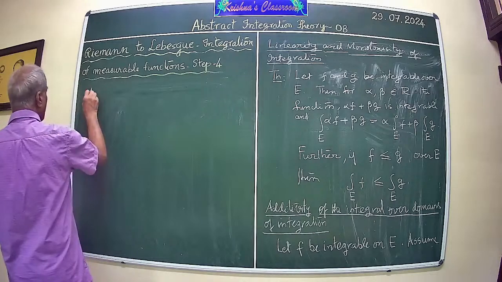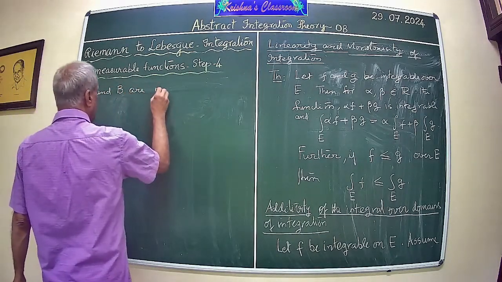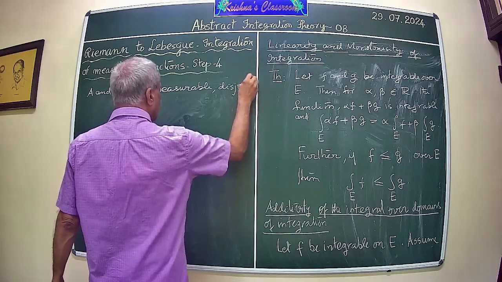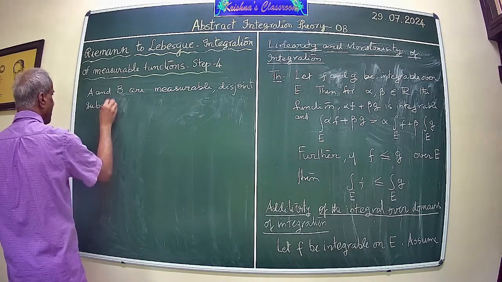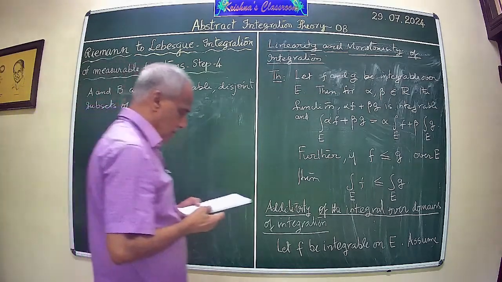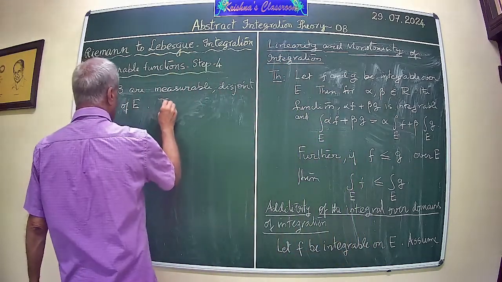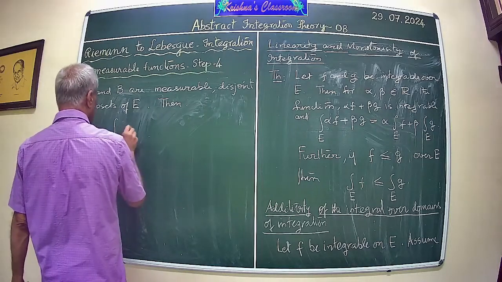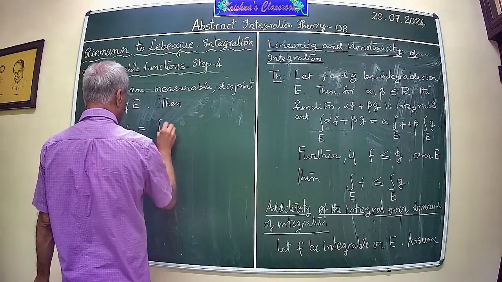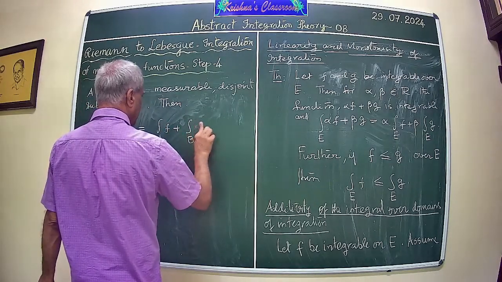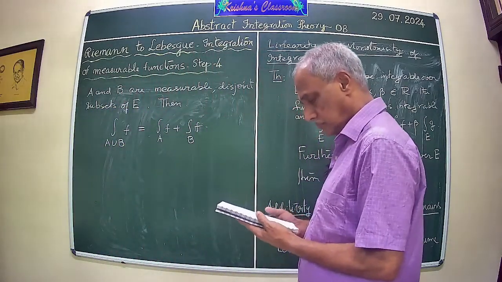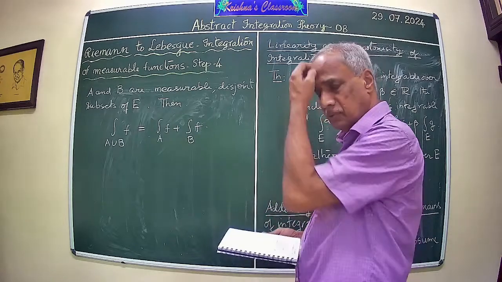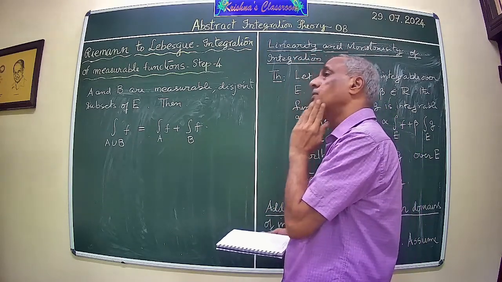A and B are measurable, disjoint subsets of P. Then that means the integral over A union B splits. These are the standard properties of the integral. So that is the splitting of the integral over a domain into integrals over disjoint domains.